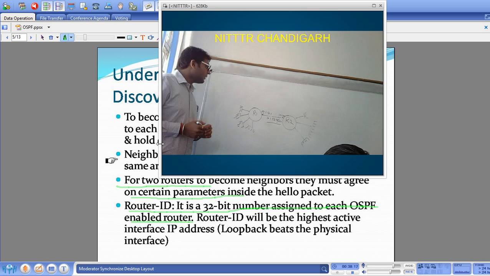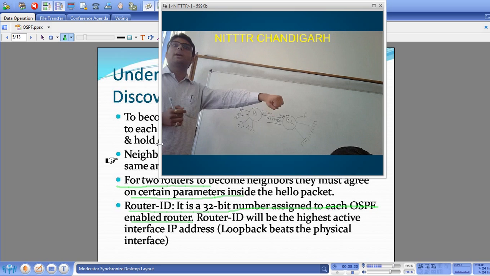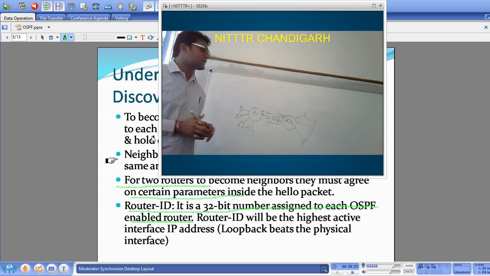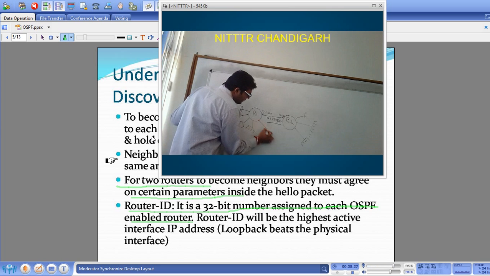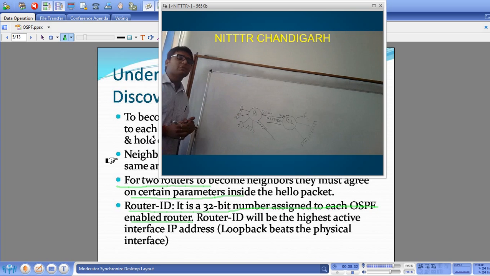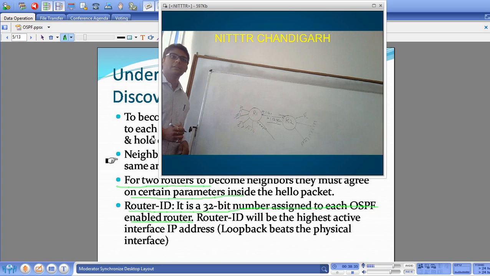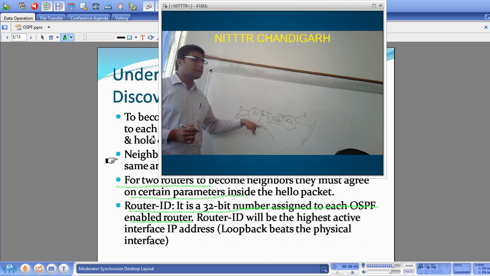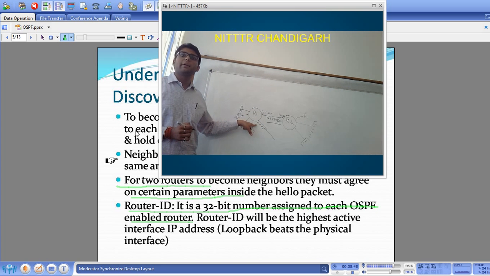Alright. राउटर आईडी क्या है? जो भी राउटर का फिजिकल इंटरफेस होगा, that will be your router ID. Highest physical interface. Let's say I am having another link here, which is your 11.0.0.1. So who will become the router ID? 11.0.0.1, because this is the highest IP address, and 10 is definitely smaller than your 11.